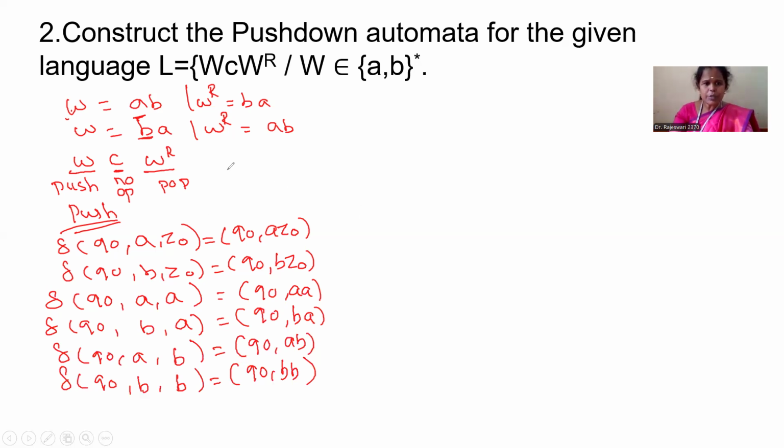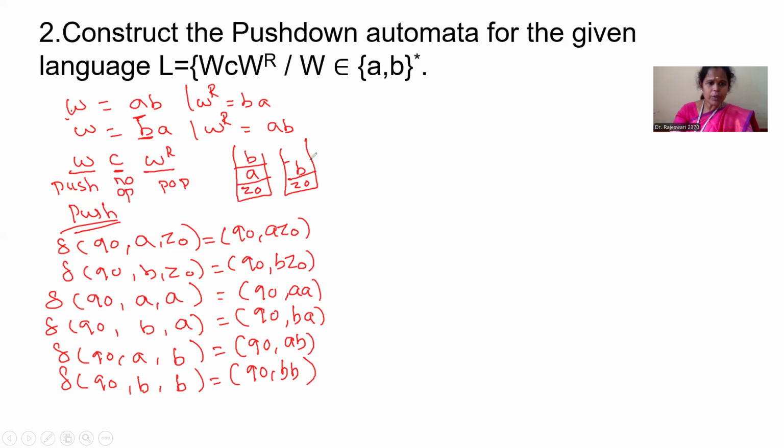So you can assume a stack like this. Initially, it can have Z0. What is our first input symbol? A. A is pushed into the stack. Suppose the initial symbol is B, then B should be pushed into the stack. What's the next input symbol? B. When B comes with A on the top, this should also be pushed into the stack.